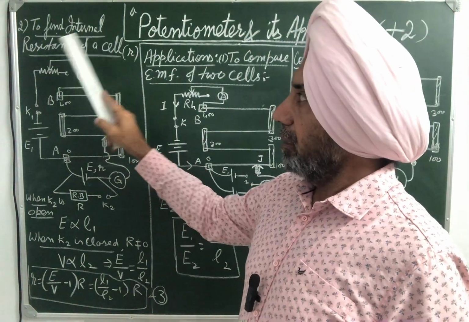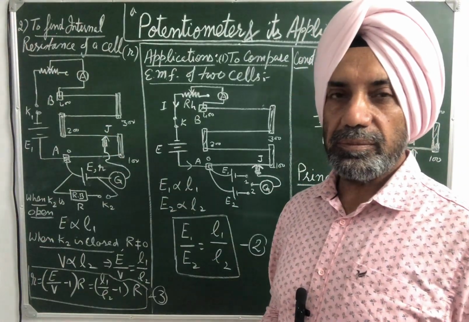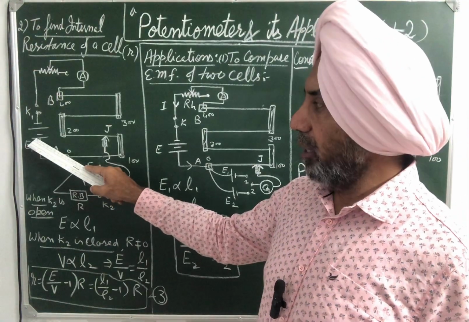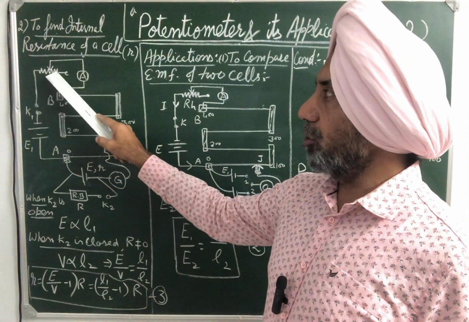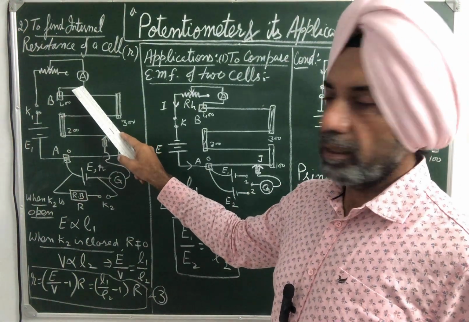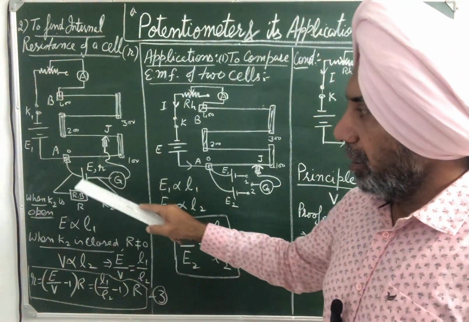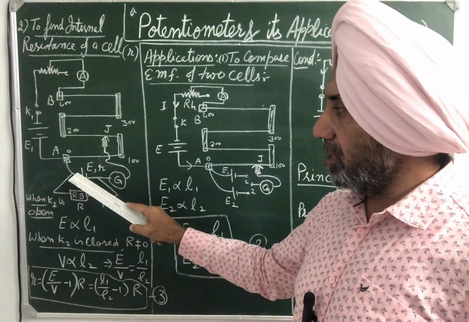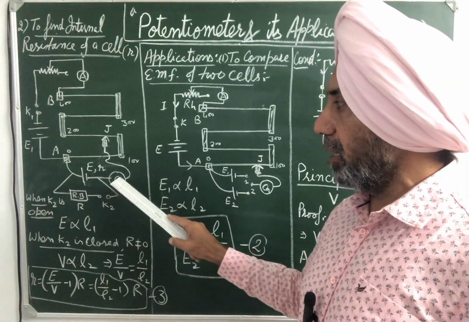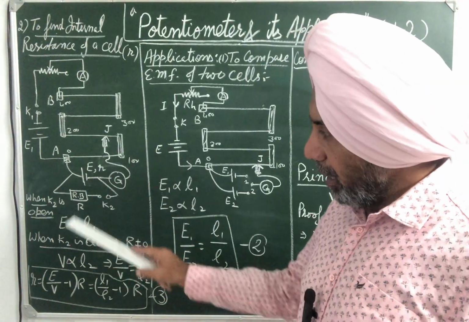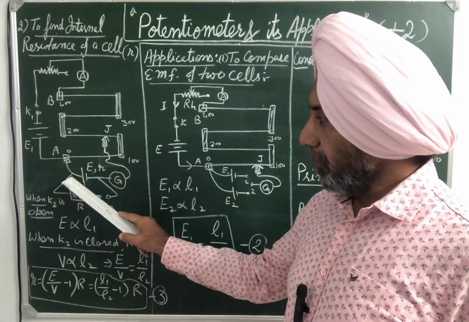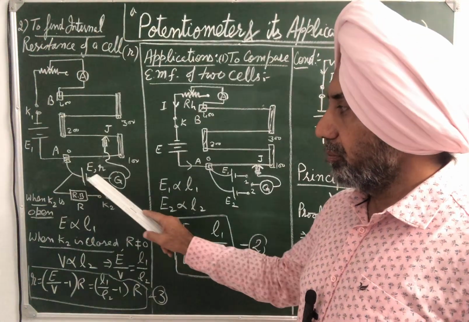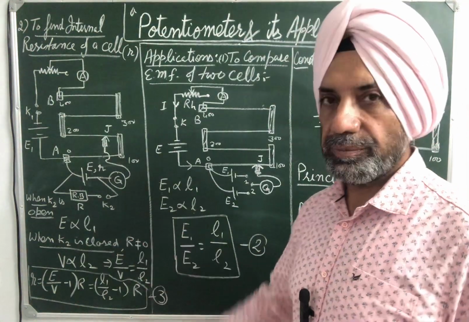Second, we can find the internal resistance of a cell. Again, take a potentiometer, make the circuit as usual, battery of e.m.f. E1, key K1, rheostat RH, ammeter in series. At end A connect positive terminal of the cell whose internal resistance is to be calculated, negative to the galvanometer and to the jockey as shown in figure, and make another circuit, connect resistance box and key K2 with the cell as shown in figure.